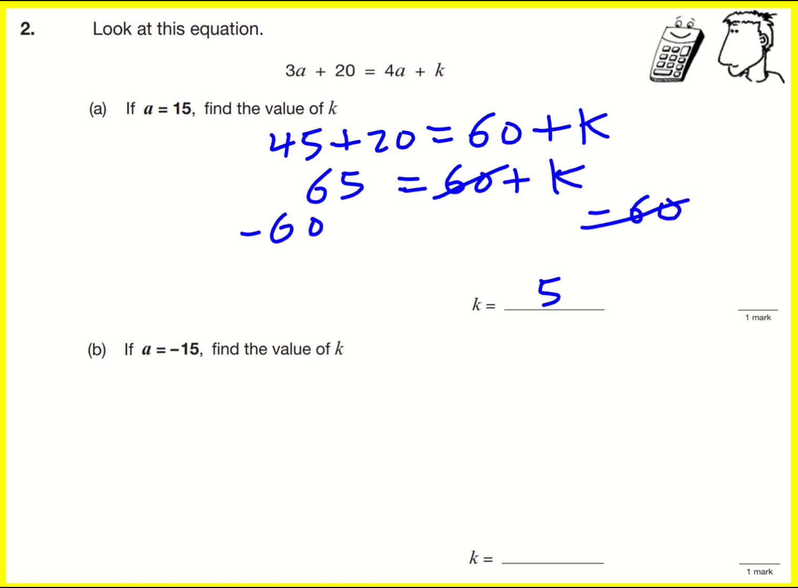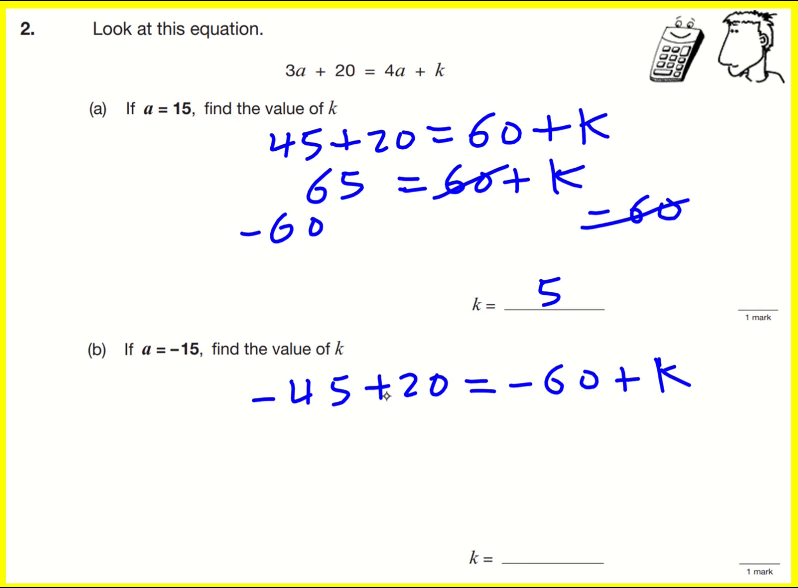Right, I've got a negative for the second question, so it's going to be a similar sort of thing, but it's going to be minus 45 because it's 3 times minus 15. We still get the 45, but now we've got a negative. Plus 20. Okay, that stays as plus 20 equals 4 times minus 15, that's minus 60 plus k. Right, I've got to be a bit more careful this time because I've got these negatives going on.